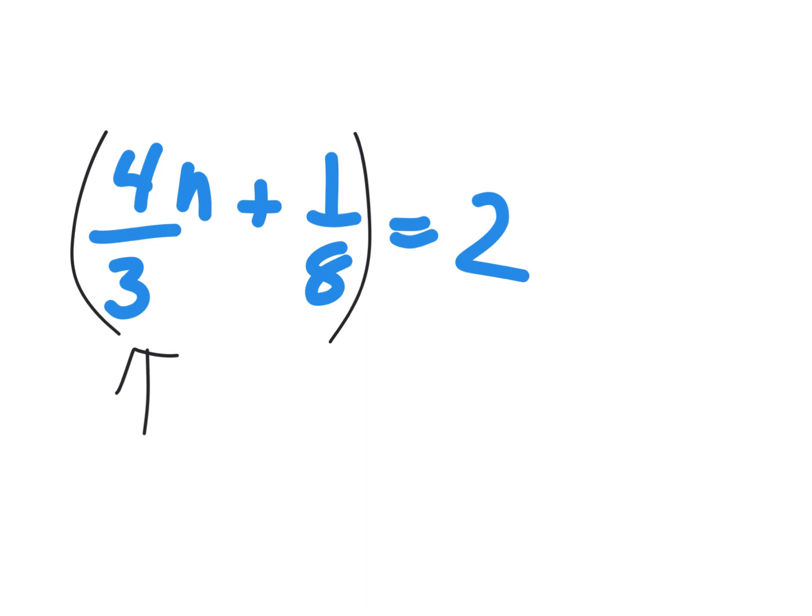Just for a second, would you agree that if I didn't have the 3 and I didn't have the 8, this would be a super easy equation? 4n plus 1 equals 2. I mean, that'd be super easy, wouldn't it? You just subtract 1 and you divide by 4, you'd be done. So what makes the problem complicated is there is a 3 and an 8 there. So you multiply by 3 and at the same time by 8.